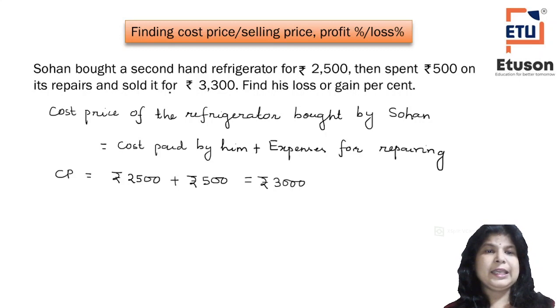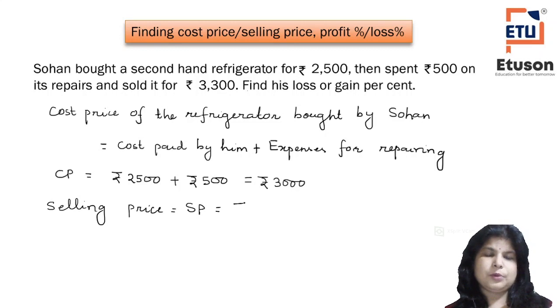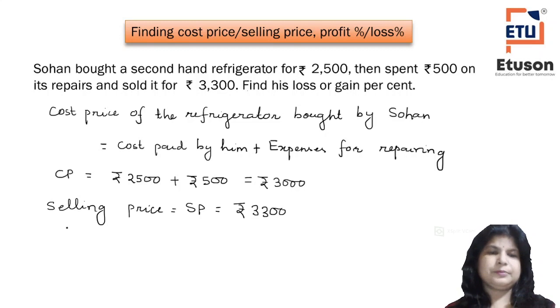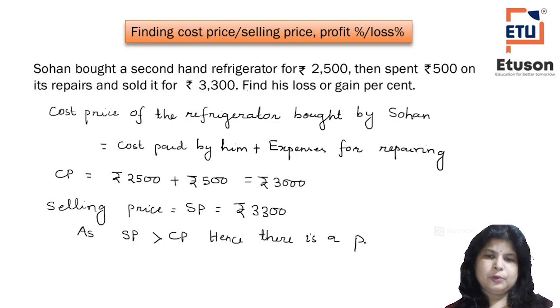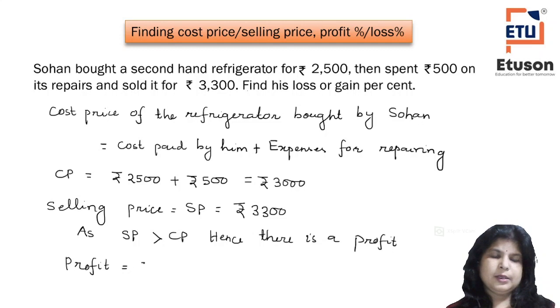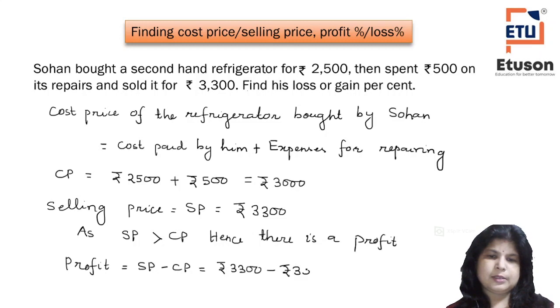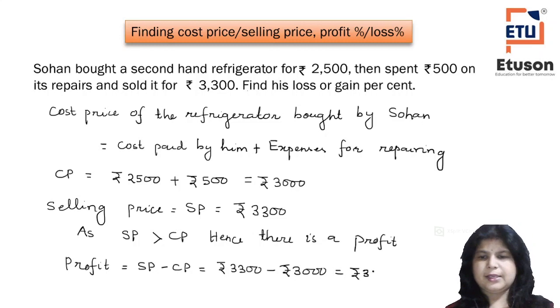Now he is selling it for rupees 3,300. So selling price, which is denoted by SP, is equal to rupees 3,300, right? So as selling price is greater than cost price, hence there is a profit. So how are you going to get that profit? So profit is nothing but equal to the selling price minus the cost price, which in this case will be equal to 3,300 minus rupees 3,000, which is equal to rupees 300.